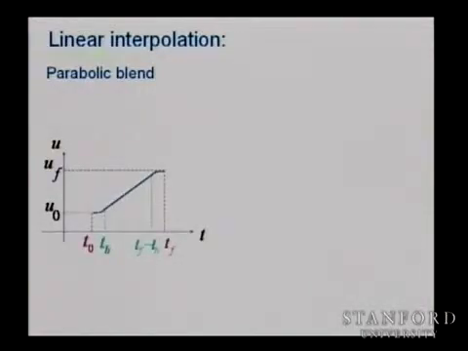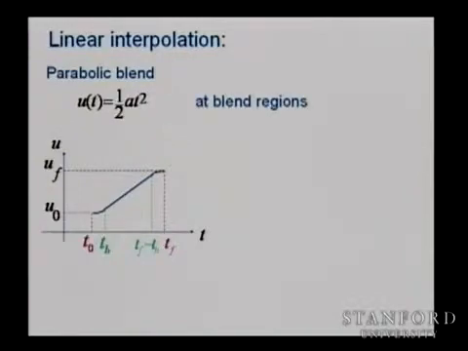Now we're going to introduce these parabolic blends that we were talking about. So t sub 0 is the starting time, t sub f is the ending time, and then we have this blend. The first blend occurs at time t sub b, and the next blend is at time t sub f minus t sub b. We'll be assuming that the length of each of the blends is the same for simplicity. Why make our life more difficult?